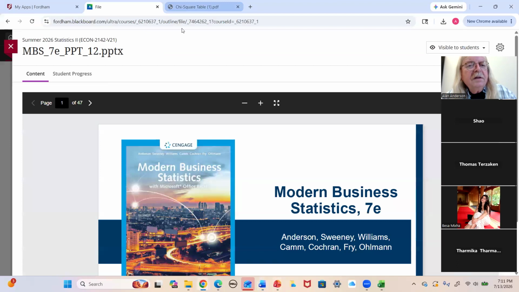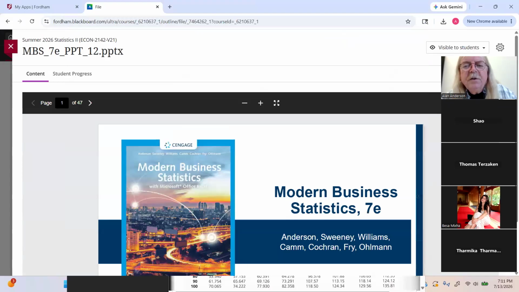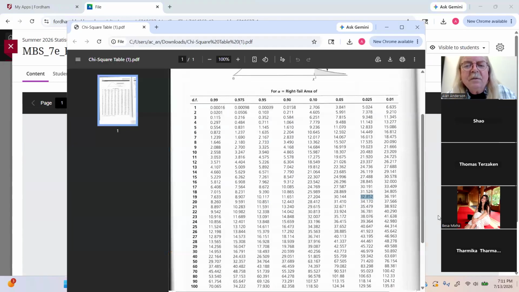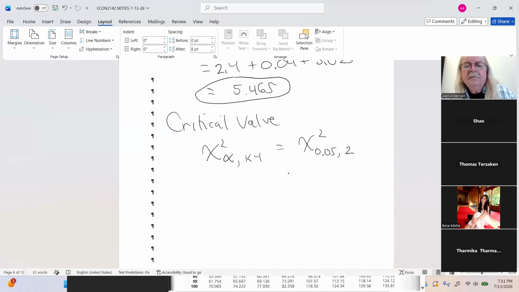Yeah, I don't know why. Oh, here it is. That's why. So remember, it's 5% right tail, 2 degrees of freedom, which puts us right here, 5.991. This is the rejection region.